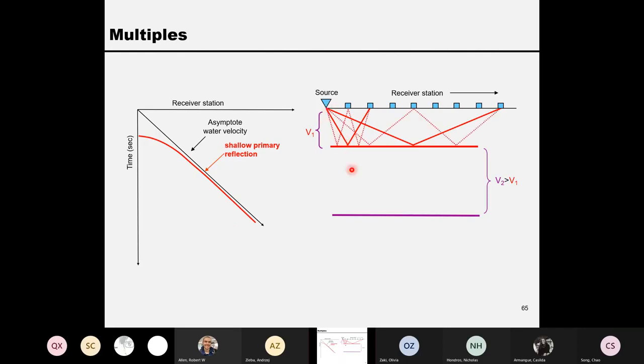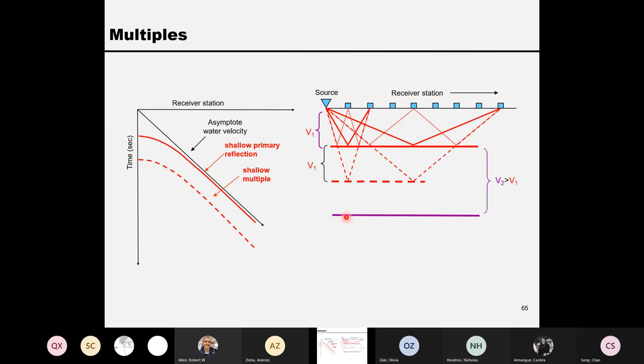We have a multiple. You are propagating through water twice, bouncing twice, down, up, twice. Here, down, up, twice. You have just like another reflection here. Apparently it looks like you have another reflection, just like a primary, but the velocity is the water layer velocity, same as the water layer. So you have here, right? In the near offset, at zero offset, this time is actually just doubled.